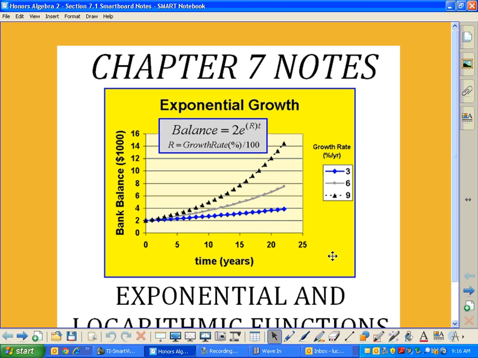And then we talk about inverses again, and the last half of the chapter is logarithmic functions. So you see that the title of this chapter is broken into its 2 parts, exponential and logarithmic functions.